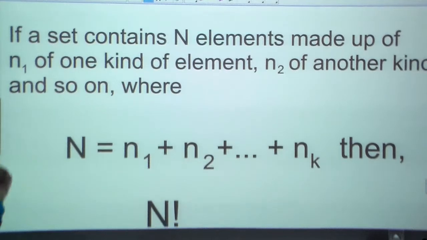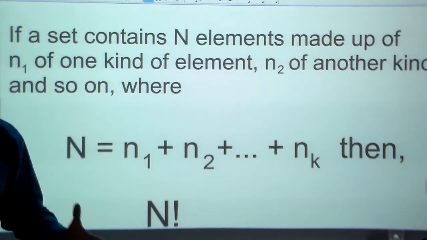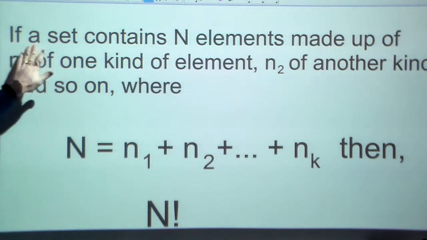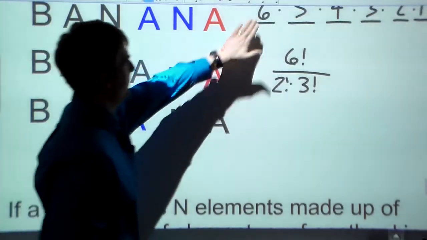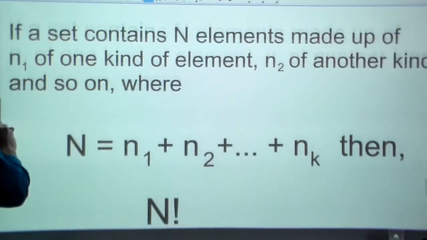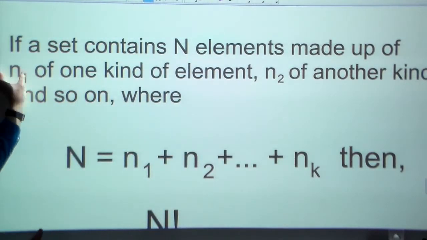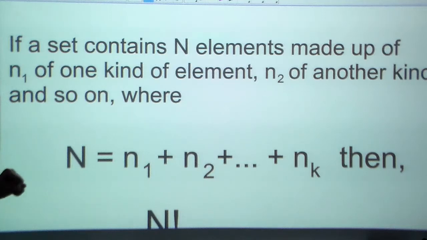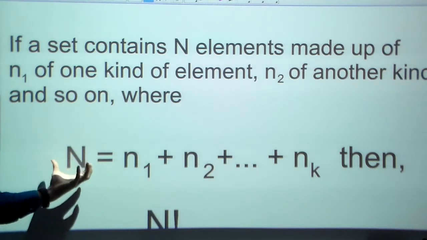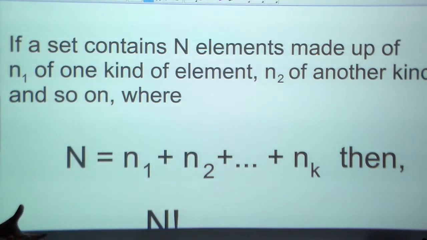And here's the formula. Here's the way the book's going to write it, so I'll run through real quick. You probably don't need to memorize all this, but I just want to make sure you see the math language and think about it. So if a set contains n elements, in this case, that's the 6 letters in the word banana, and it's made up of different distinguishable letters: n1 could be like the B, n2 would be like the A, n3 could be like the N. So this 6-letter word is made up of some B's, some A's, some N's. That's the idea.